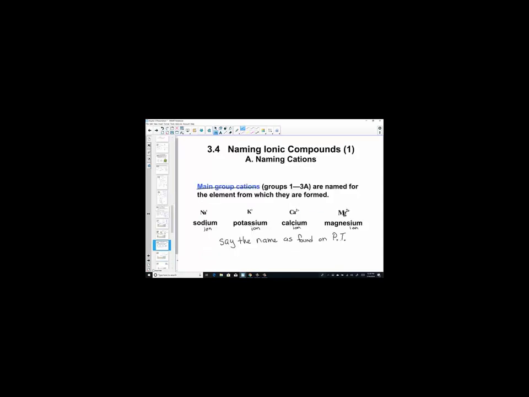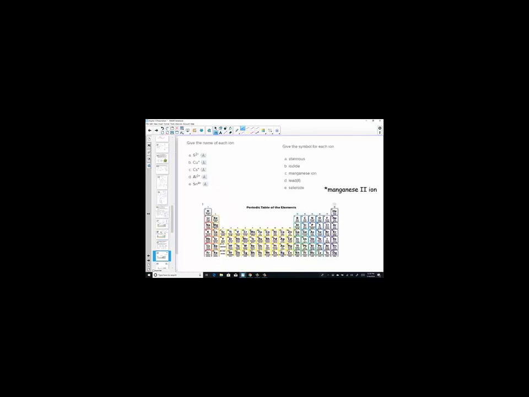Just as a reminder, if we have positives, we just say the names. But let's make a note here about the negatives. That's where I want us to remember that we change the ending to IDE. Alrighty, so let's try these now. S2-. Well, the element's name is sulfur. Sulfur becomes sulfide ion because I'm changing the ending to "ide" for the negative ion, sulfide.